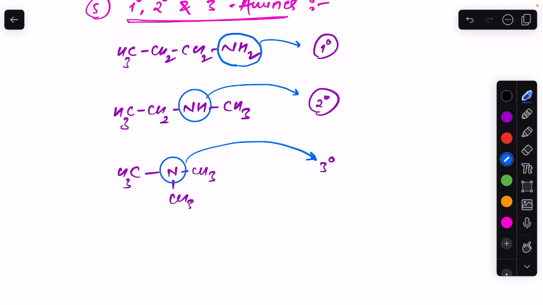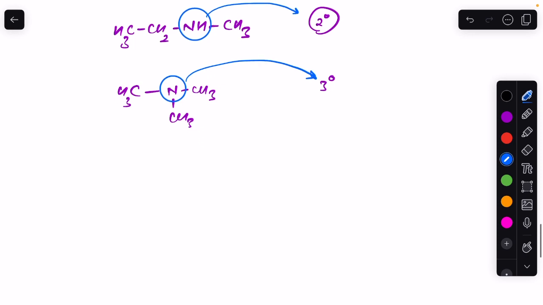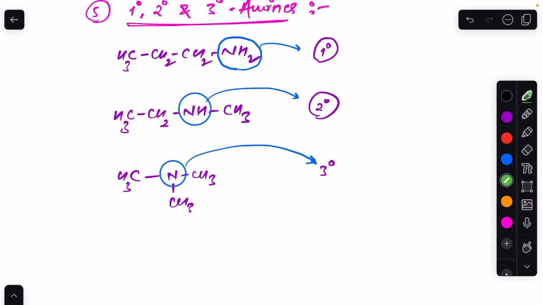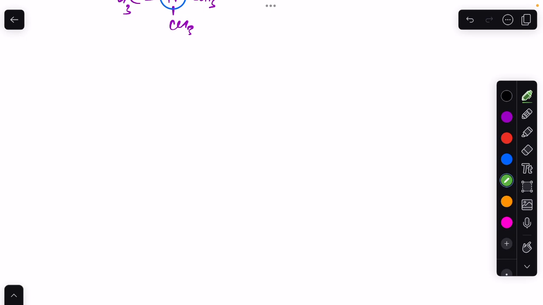Hopefully you are understanding. If there is any doubt at your part, you can just comment down. Next one is metamerism.